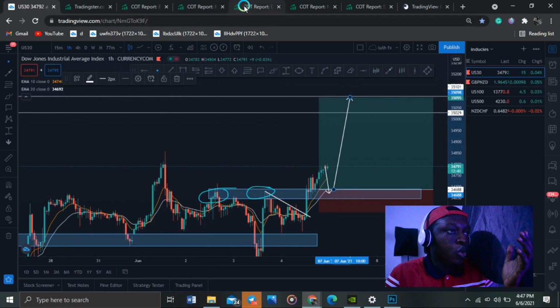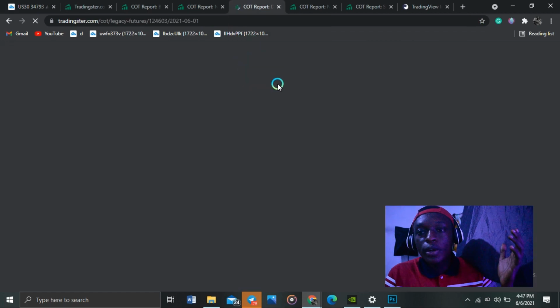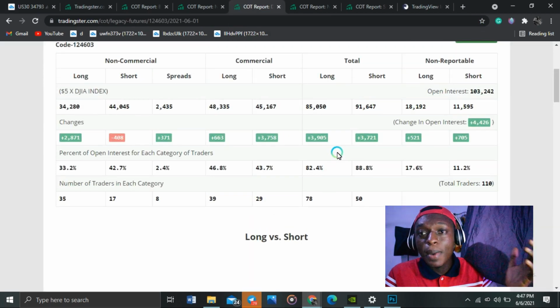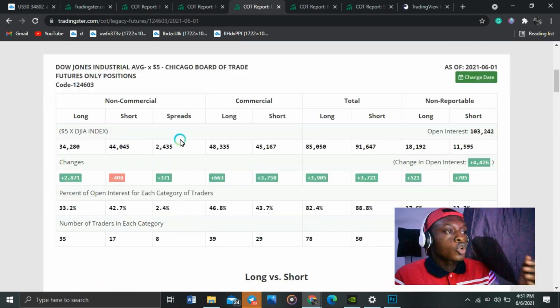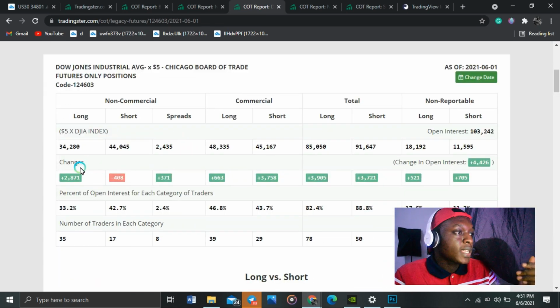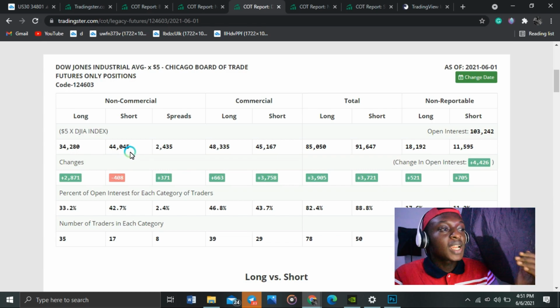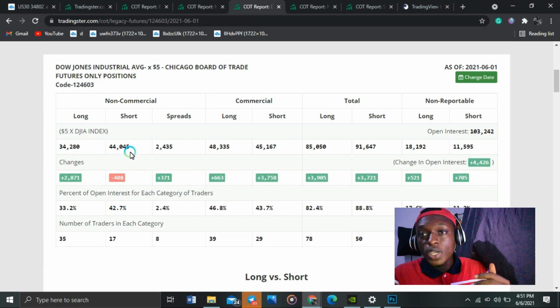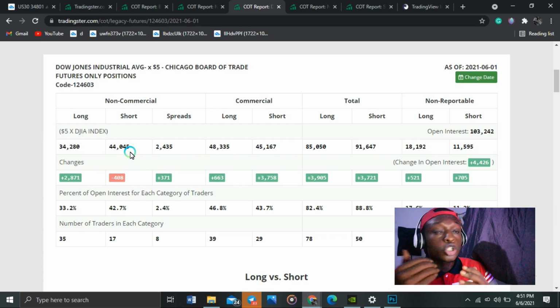And let's just see what the big banks are also saying on US30. So the COT report for US30, you can clearly see that previously we had 34,280 longs and 44,045 shorts. So clearly we had more shorts than longs.